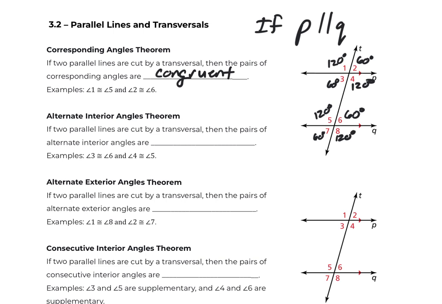Okay? So as we look at 6 and 3 and 4 and 5, what would we say about those angles? They are what? Well, they're alternate interior angles, but what word am I going to use here? What kind of relationship do they have? What's true about angle 3 and angle 6?